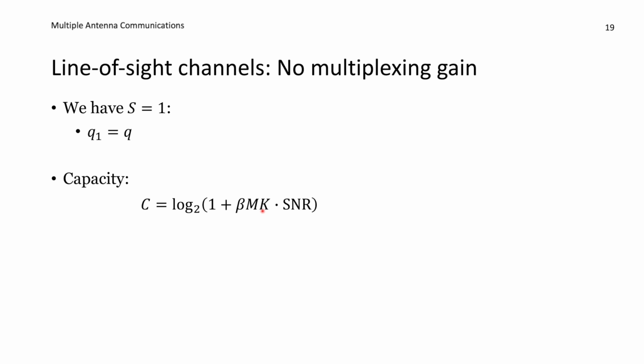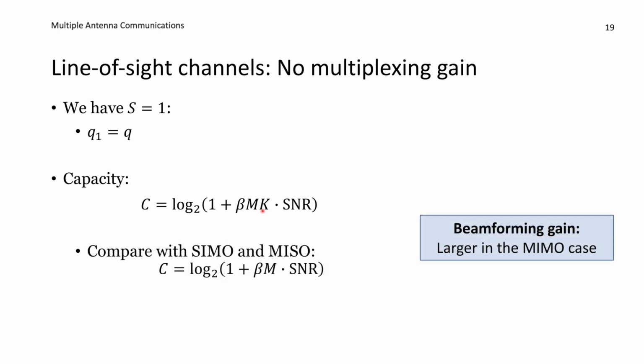We can compare this with the SIMO and MISO cases that we have been considering before. Then we get beta times m, and we can ignore the beta if we like to. The important thing is that this m times k is the beamforming gain in the MIMO case, and m is the beamforming gain in the SIMO and MISO cases. So we get the product of the number of transmit and receive antennas here, and here we only get one of them because we only have multiple antennas at either the transmitter or the receiver.